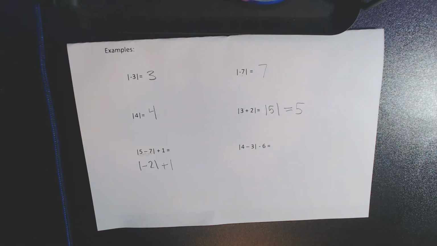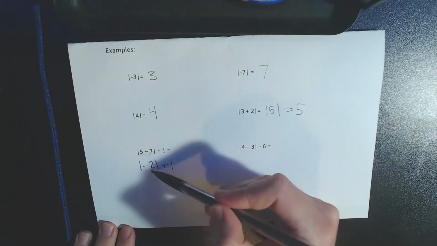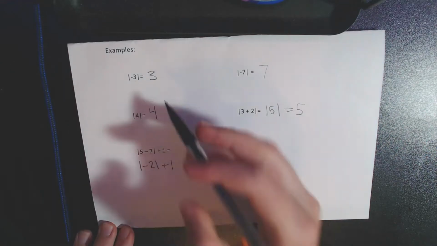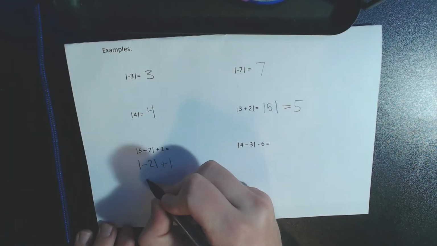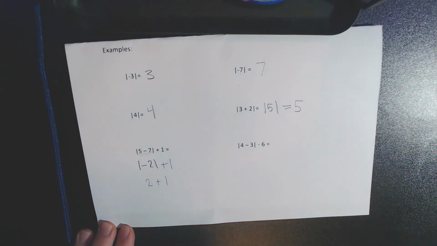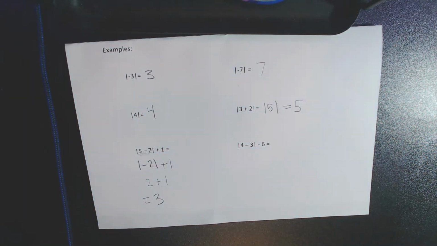Okay. And then what are we going to do next? Well, we've got those absolute value bars. It's not around the 1, so we're going to do the absolute value on the negative 2 first, okay? So absolute value of negative 2 is positive 2. Okay, just flip the sign. And then 2 plus 1 is 3. Okay, so that would just be 3.